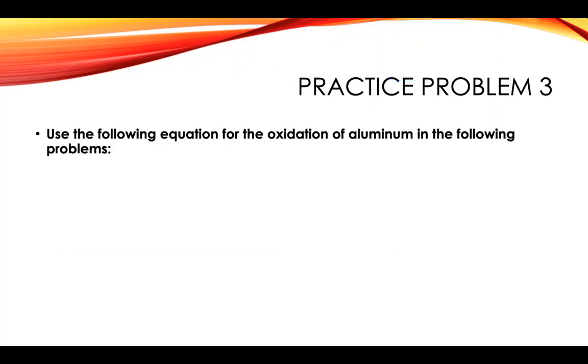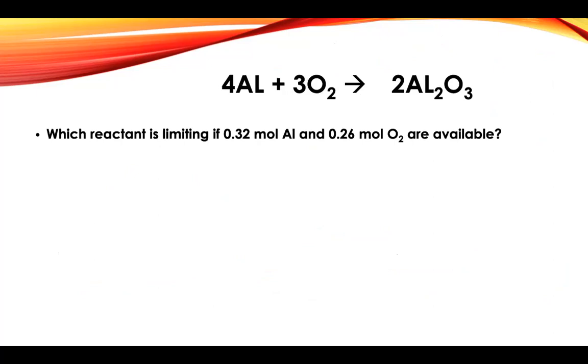Okay, use the following equation for the oxidation of aluminum in the following problems. Which reactant is limiting? If 0.32 moles of aluminum and 0.26 moles of O2 are available. Again, I can do both proportion and conversion factor method. It doesn't really matter, but just to make it easy, I like proportions. So 0.32 moles of Al over 4 from the balanced equation, and I'm going to calculate how many moles of O2 I need over 3 from the balanced equation.